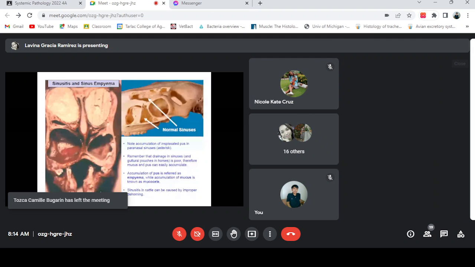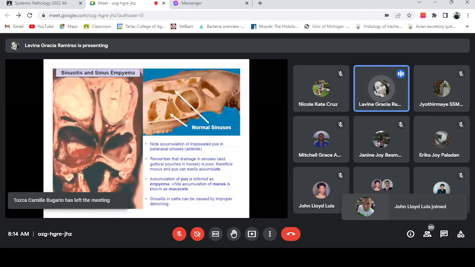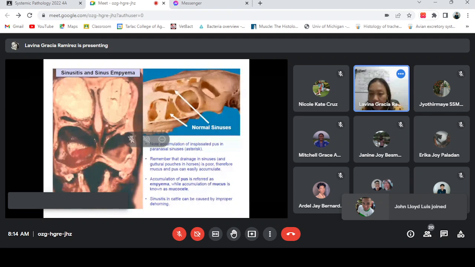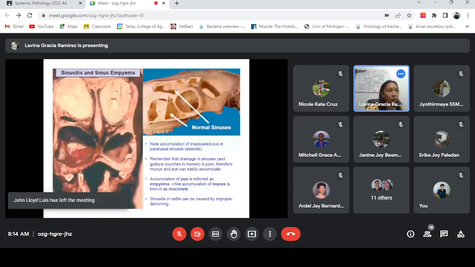Okay, so before we start, may I hear a short recap of what we discussed last meeting. So I believe we are in the further discussions of the sinuses, the nasal cavity part, and the other portion of the conductive system. So please, who would like to volunteer?